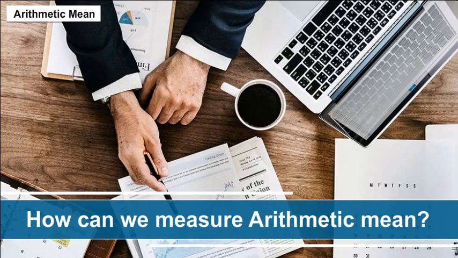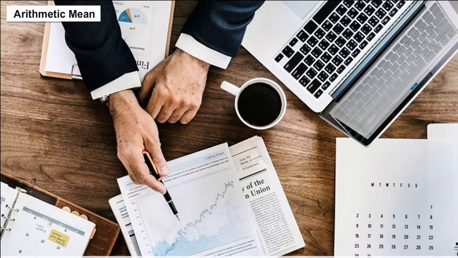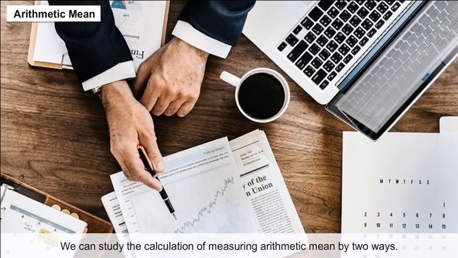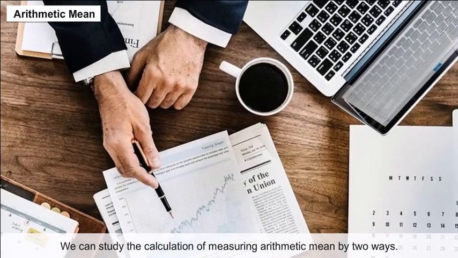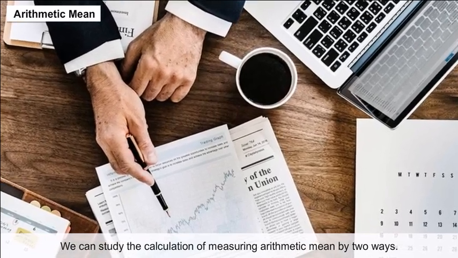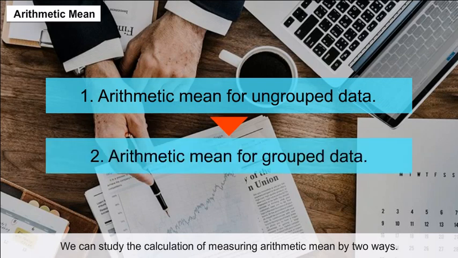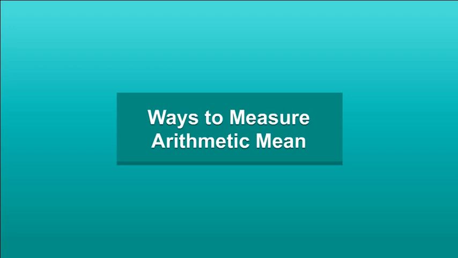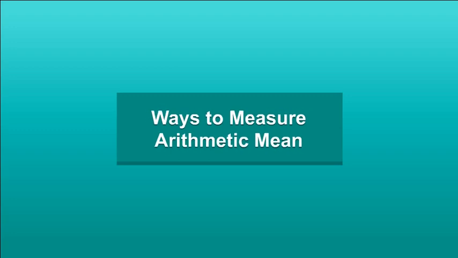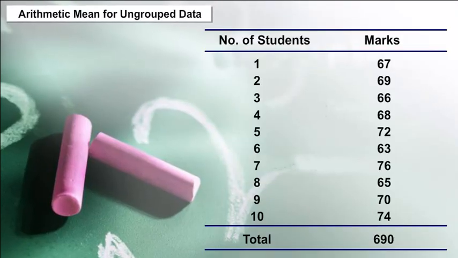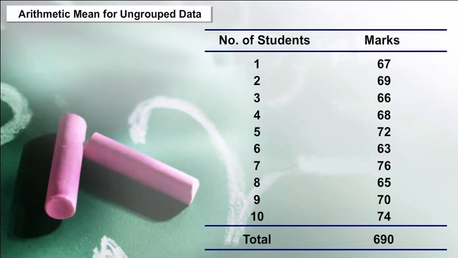How can we measure arithmetic mean? We can study the calculation of arithmetic mean in two ways. One, arithmetic mean for ungrouped data. Two, arithmetic mean for grouped data. Ways to measure arithmetic mean. Arithmetic mean for ungrouped data.